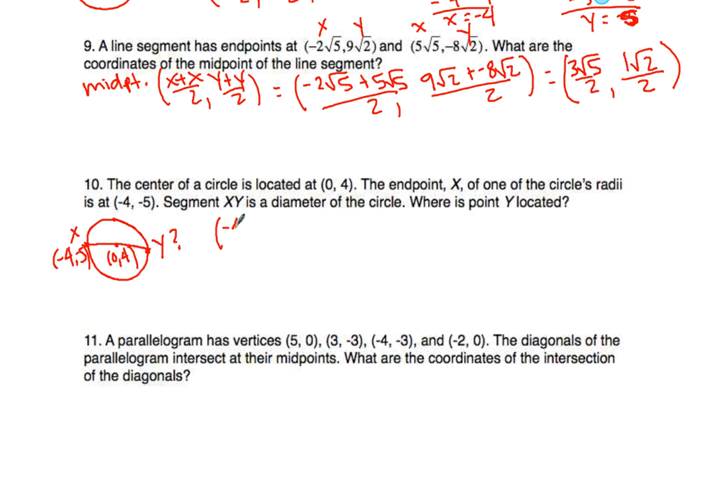So we can say (-4 plus some x over here at Y) over 2, and (-5 plus some y over here at the endpoint Y) all over 2, equals the midpoint, which is (0, 4). Remember that the first part is your x, so this and this are equal to each other. -4 plus x over 2 equals 0, and then -5 plus y over 2 is equal to 4.